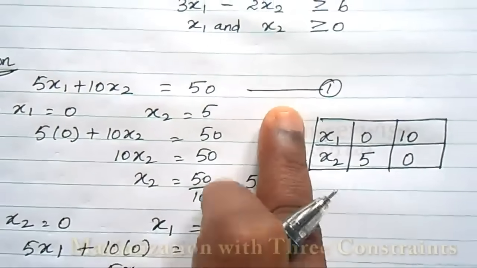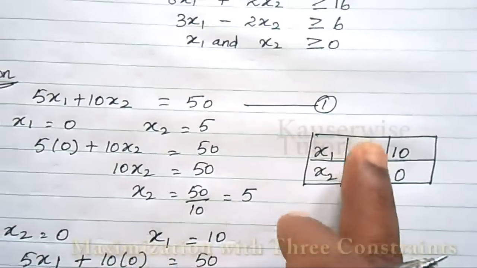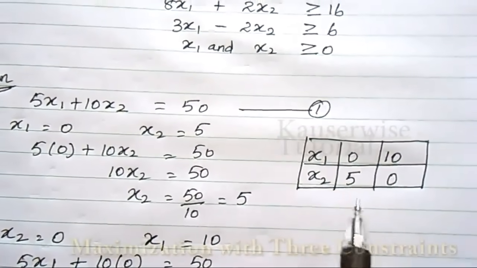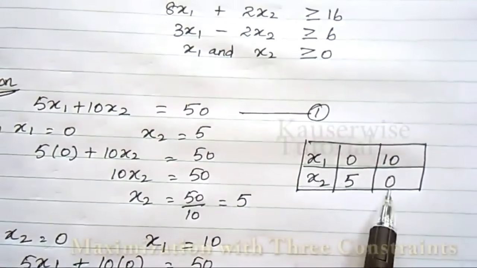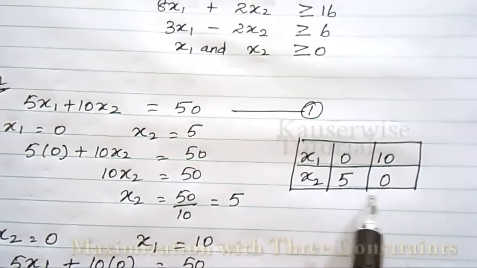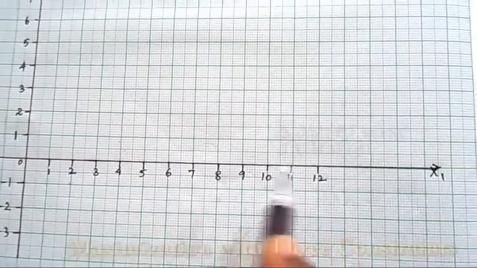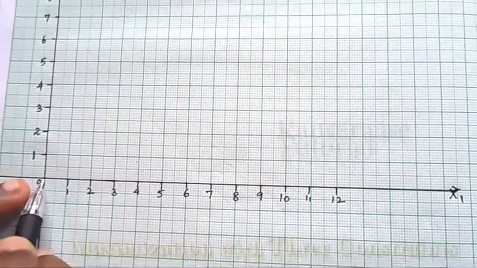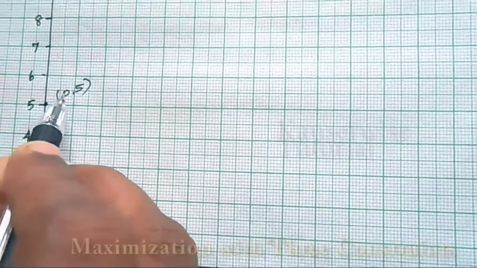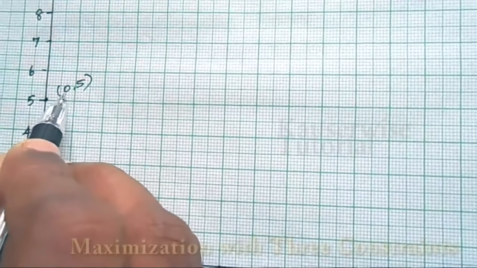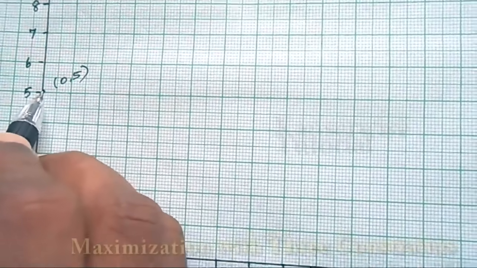See, in the first equation we have got 2 points now. When x1 is equal to 0, x2 value is 5. Okay, when x2 is 0, x1 value is 10. So with these 2 points you can draw a line. When x1 is 0, x2 value is 5. So 0 and 5. So x1 value 0, x2 value 5. This is the first point.